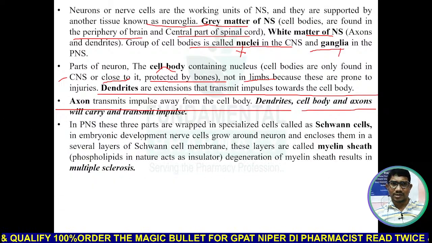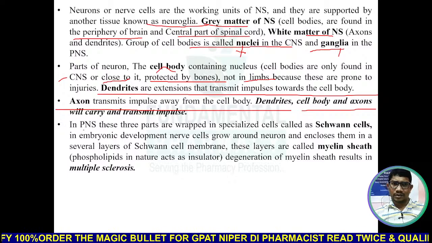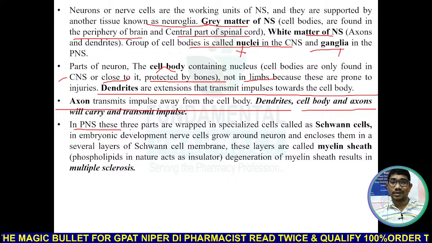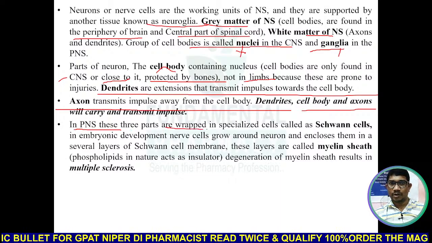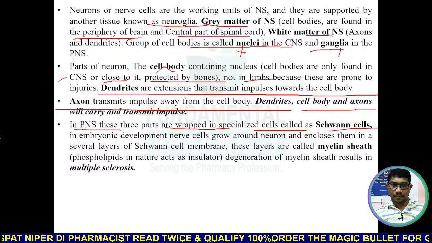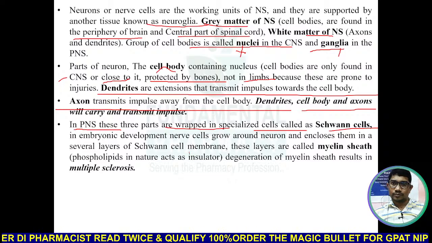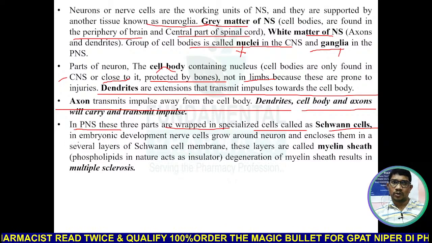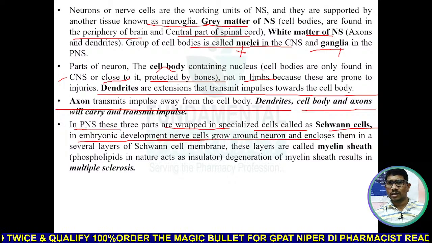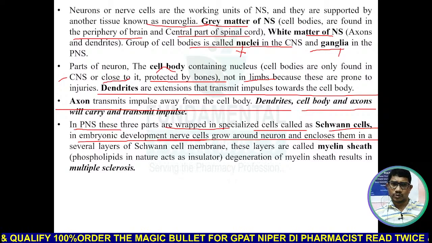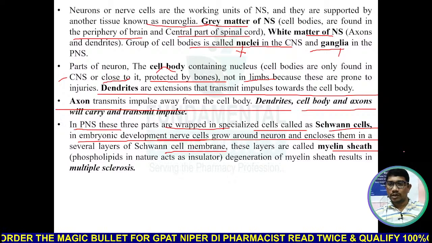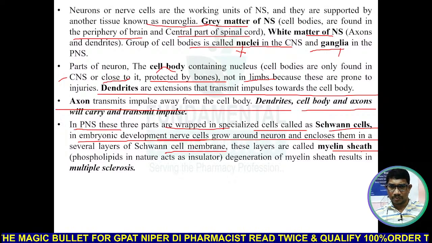In the peripheral nervous system, these three parts, that is cell body, dendrites and axon, are wrapped, covered, enveloped in a particular type of cell known as Schwann cell, right. During embryonic growth, during embryonic development, the nerve cell will grow around the neurons and enclose them in several layers of Schwann cell membrane. These layers are known as a myelin sheath. Some fatty layer is deposited in it, this is called the myelin sheath.